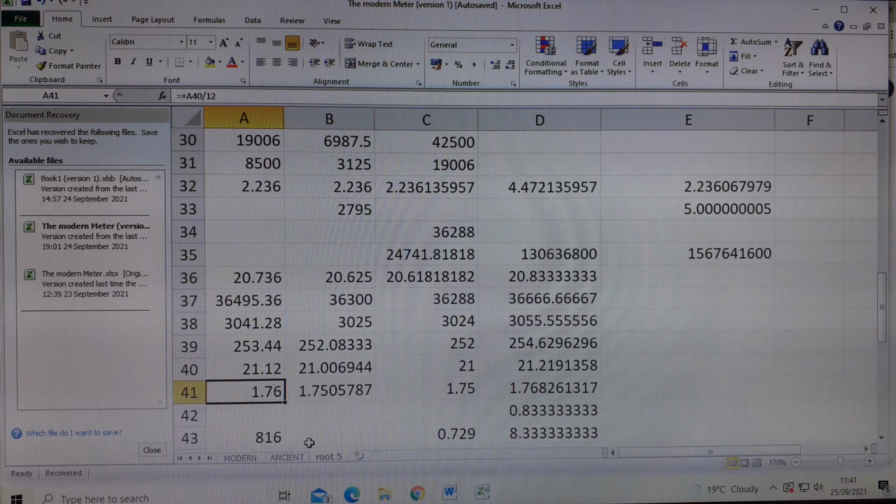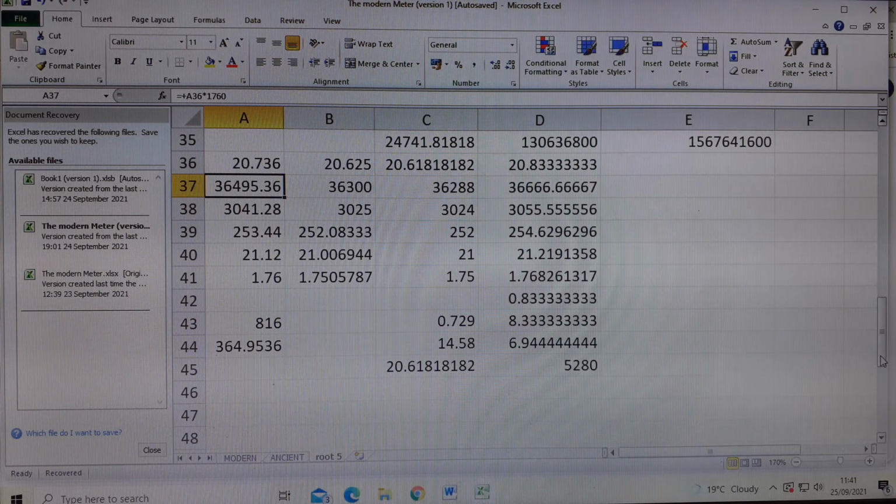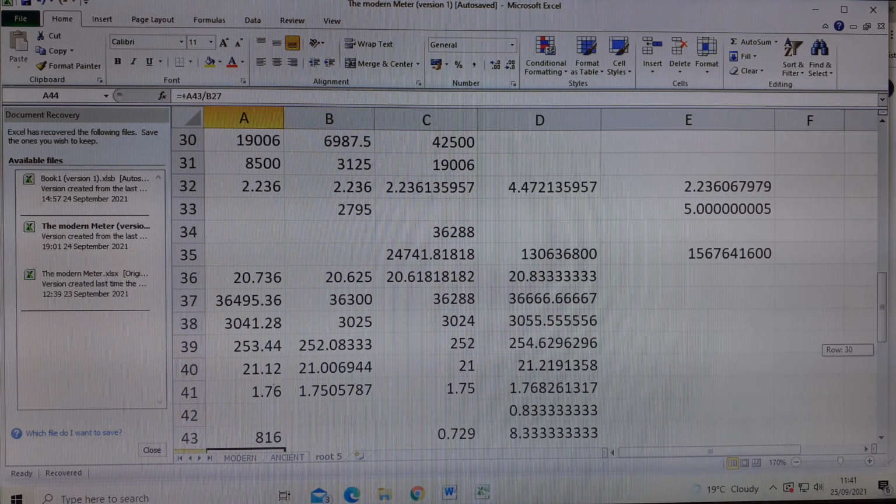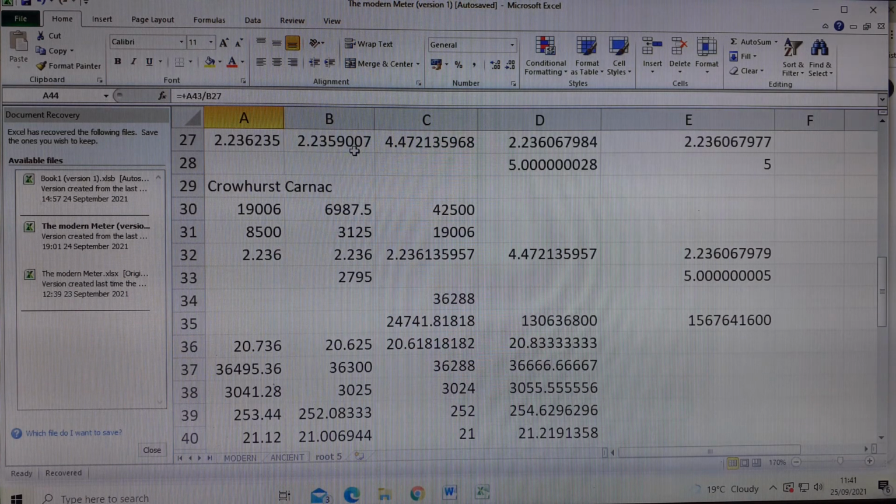And we're going to reinforce it by getting this number from Tom's work and from Crowhurst's work at Carnac. But instead of using Crowhurst's root 5, we're going to use my calculation of root 5. And we're going to get this number here, 3649536, by dividing 816, which is Tom's base unit. We're going to divide it by root 2. And we can look, because we're using B27 for root 2. And it's that. And what is it?